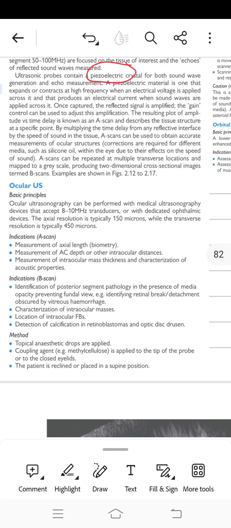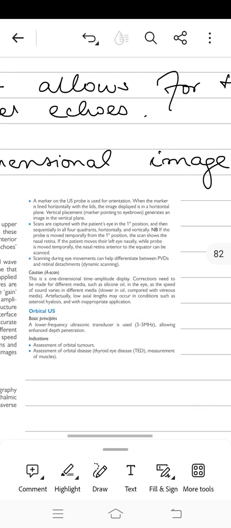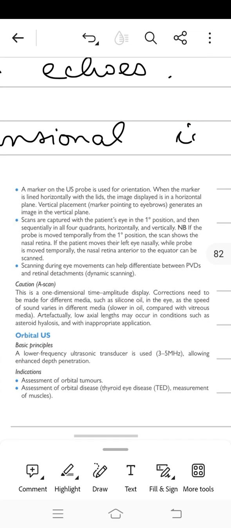The method is to give a topical anesthetic drop. Coupling agent like methylcellulose is applied to the tip of the probe or to the closed eyelids. The patient is reclined and placed in a supine position. A marker on the ultrasound probe is used for orientation. When the marker is lined horizontally with the lid, the image is displayed in a horizontal plane. Vertical placement generates an image in the vertical plane.